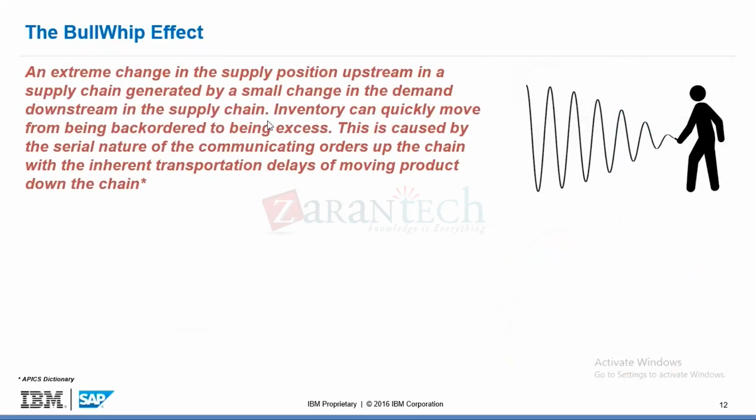So basically, an extreme change in the supply position upstream in a supply chain is generated by a small change in the demand downstream in the supply chain. So inventory can quickly move from being back ordered to being excess. This is caused by the serial nature of communicating orders up the chain, with the inherent transportation delays of moving product down the chain.